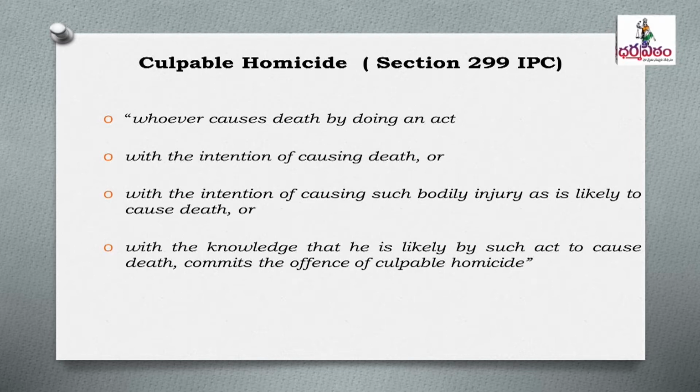So just now we have seen first degree is the murder, second degree is with the intention of causing death or with the intention of causing such bodily injury as is likely to cause death. These are A and B. Class A and B of section 299 falls under 304 part 1. And this third, with the knowledge that he is likely by such act to cause the death, this is the third degree of culpable homicide, the lowest degree of culpable homicide.